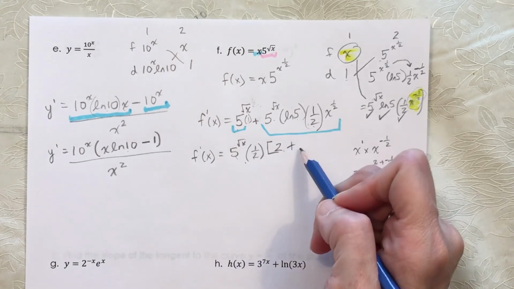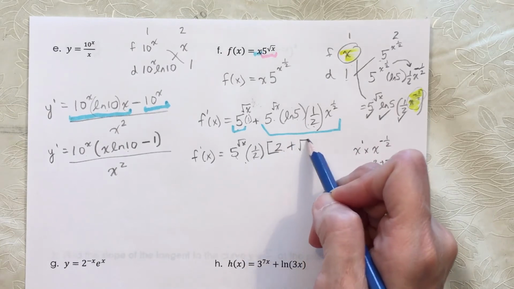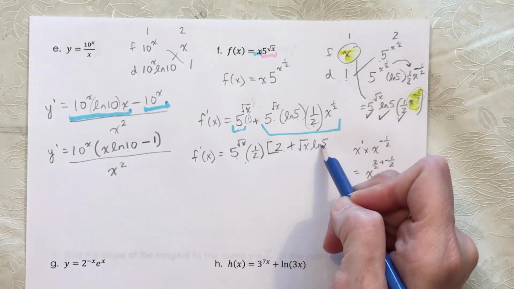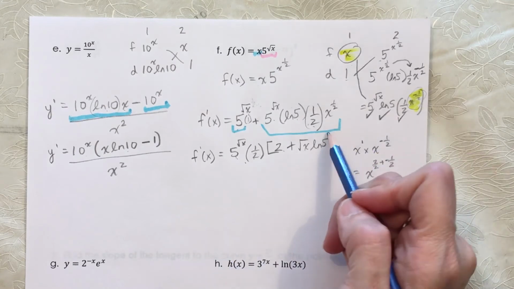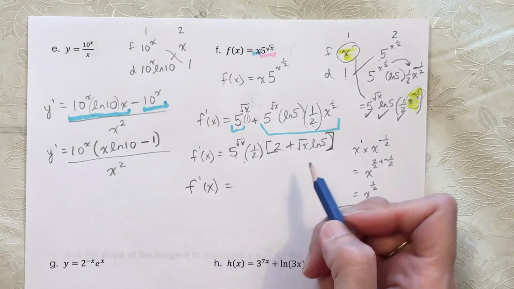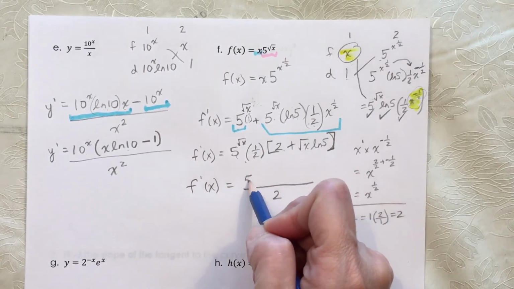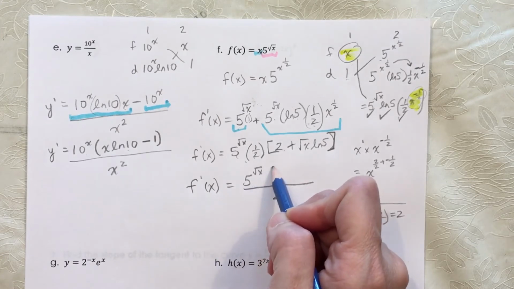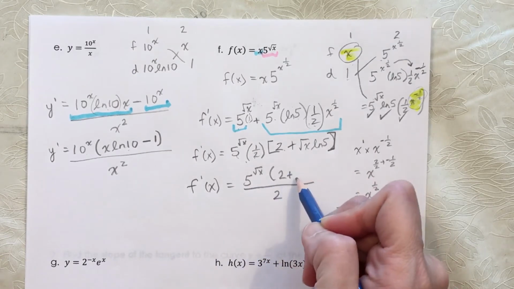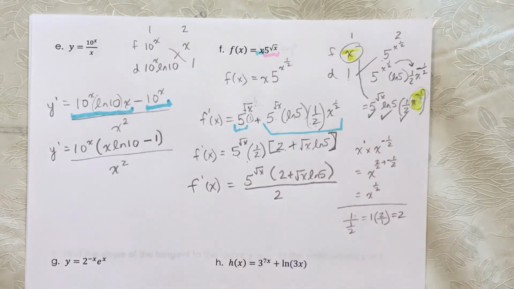So I'm going to have root x times ln 5. Oops, square bracket there. And then we might choose to write it as what's going to be in the denominator, just the 2. And in the numerator, I'm going to have 5 to the root x times 2 plus root x ln 5. So that would be how it would look in simplified factored form.